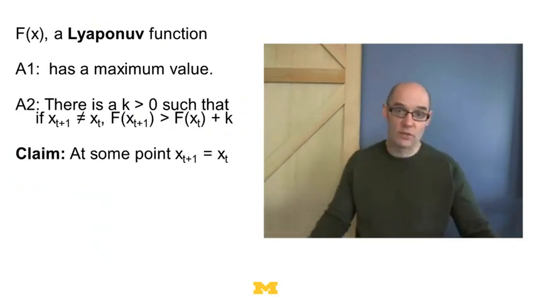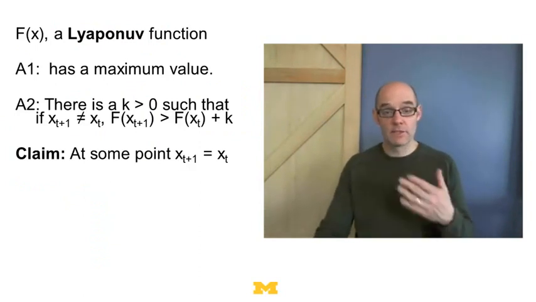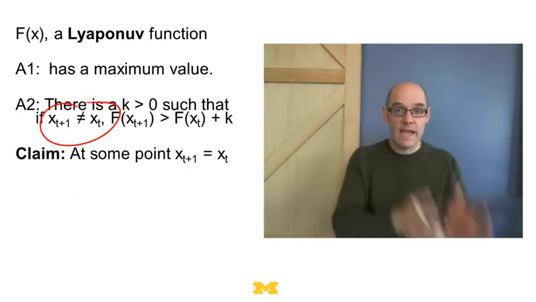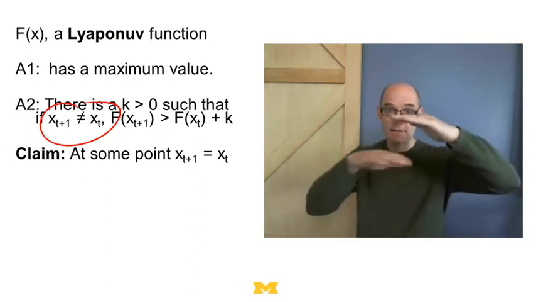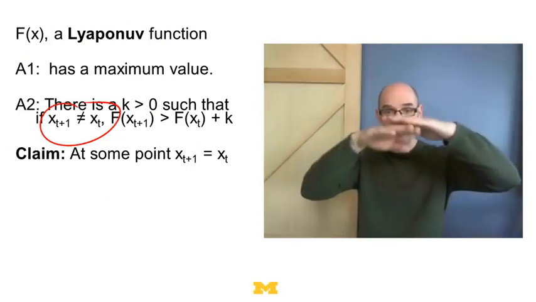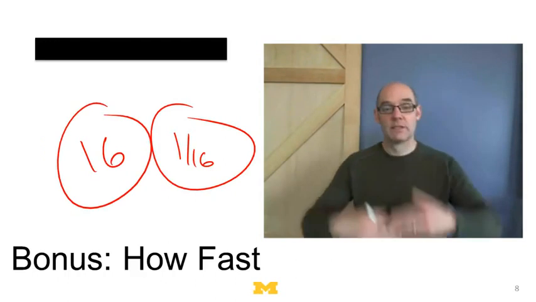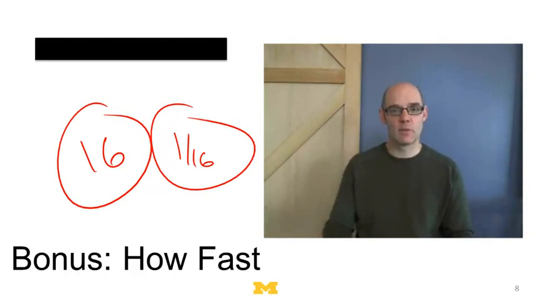So that's all there is to it. The Lyapunov function consists of f, which has a maximum value, and if the process moves over time, then in the next period you've gone up by at least some amount k. Since there's this max, and you're going up by at least k each time, eventually you hit that max, and the process has to stop. There's also a bonus: if each time I go up by 1/16th, then in 16 steps I have to stop. So you can also say how fast the process is going to stop, and that's not a very complicated calculation at all.